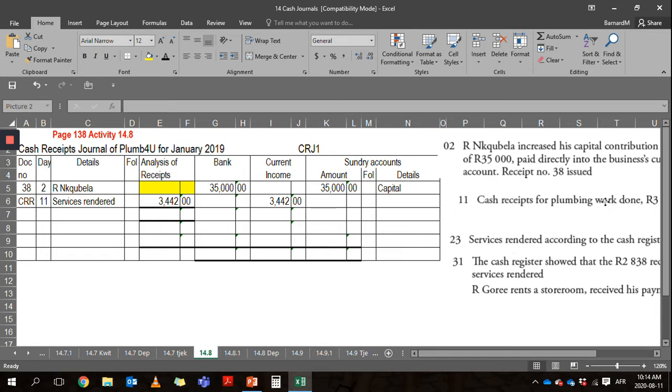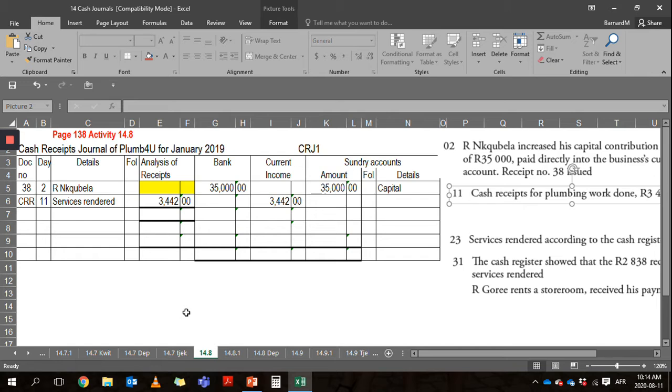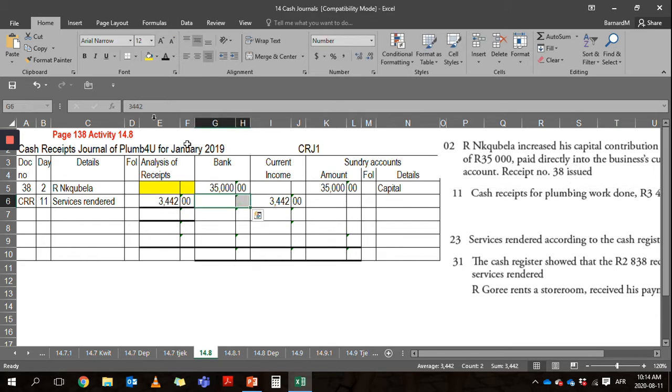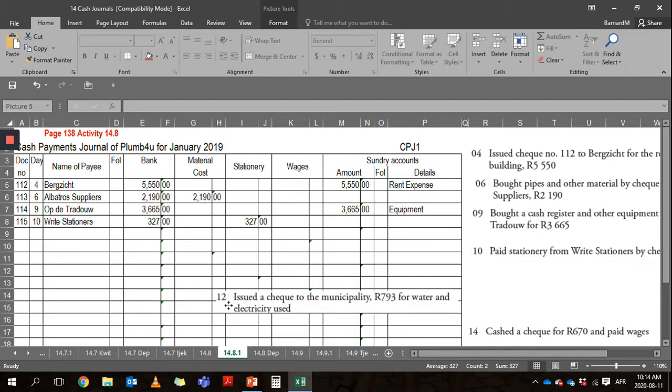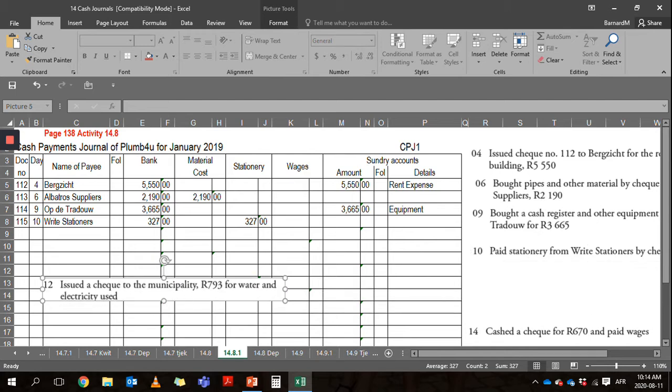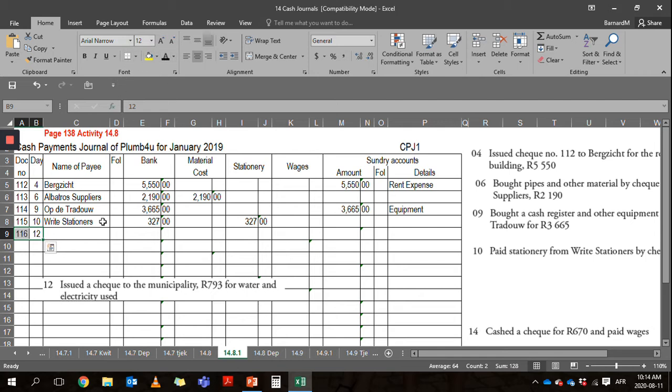Then you will have a look and see what the next transaction is, and you will see the next one is on the 12th. So this is the only transaction for the day. Then you draw a line and you deposit it in the bank. The next one is on the 12th, which is an issue for the municipality. So it is the 12th, it is the next check number, it is municipality, 793 in bank, and water and electricity. We don't have a column for that, so it will go in my sundries, water and electricity.